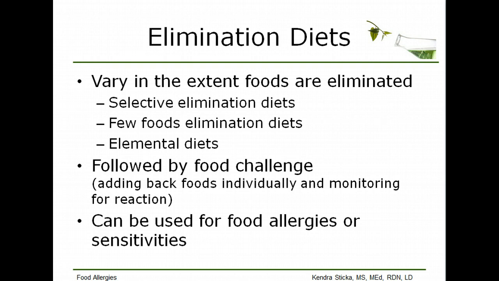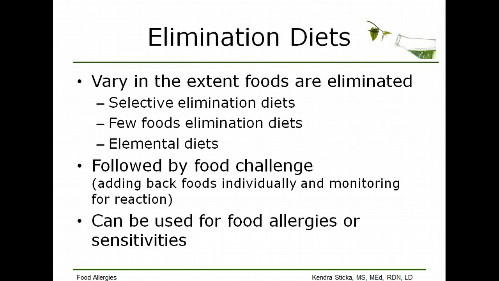So a selective elimination diet would be just that, a relatively small number of foods are eliminated. You would use this if the person doesn't have real extreme symptoms, doesn't have them all the time, but you seem to have a sense of a number of foods, maybe 5 or 10 foods, that they think might be causing the problem. So then you just eliminate those foods.